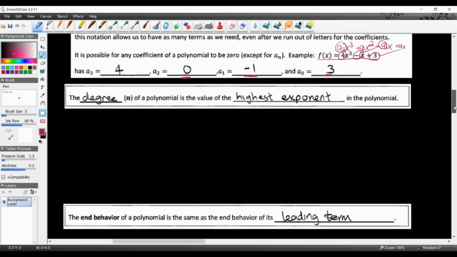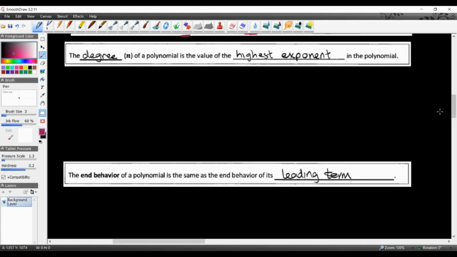Continuing on, we have that the degree n of a polynomial is the value of the highest exponent in the polynomial. I keep saying function, but I guess it's the same thing in this case. So, for example, let's say we had something like 2x to the 5th power plus 3x to the 7th power minus 8. I'm just making this up.